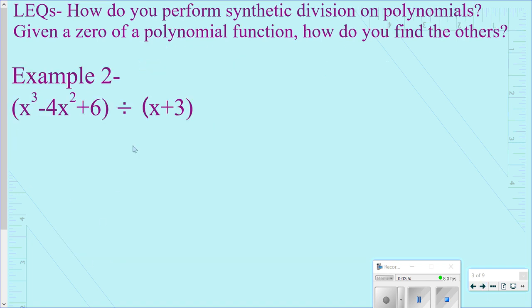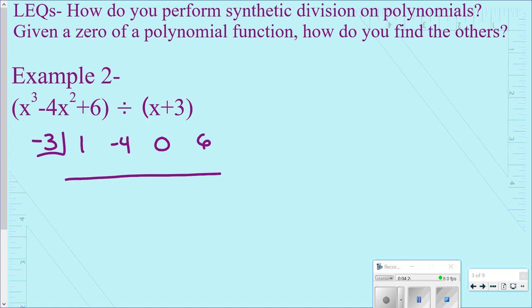So let's try another one. x plus 3, that's the factor, or the potential factor. So -3 is going to be the root that we try. And then again, we're going to put our coefficients in order. 3 is the degree, then 2, I'm missing an x, so I want to remember to put a 0 there. So I have a 1, then I have a -4, and then I have a 0 for that missing x, and then I have a 6. It's very important you remember to fill in the zeros.